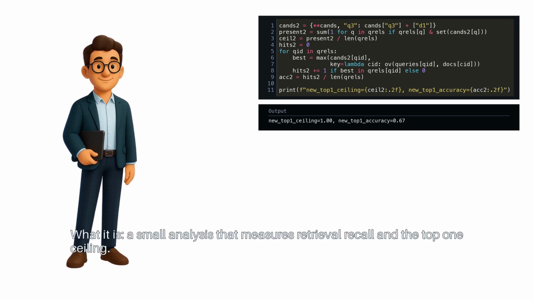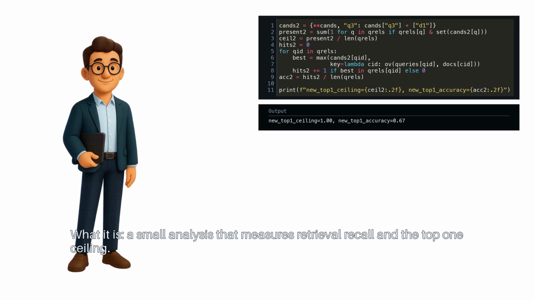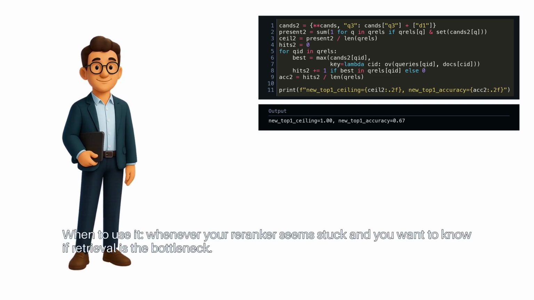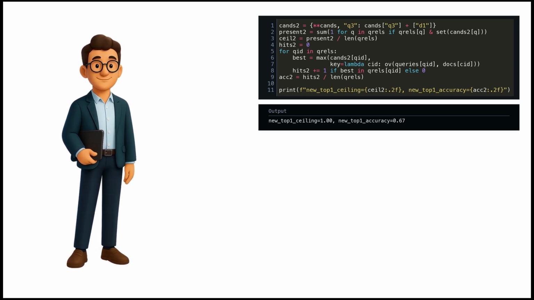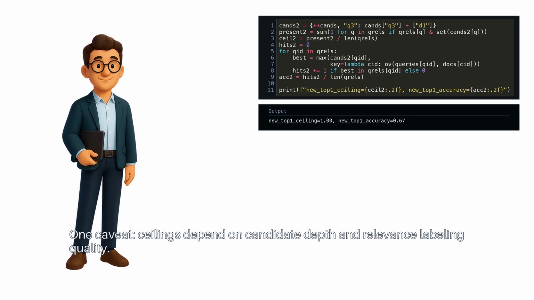Recap. What it is: a small analysis that measures retrieval recall and the top 1 ceiling. When to use it: whenever your re-ranker seems stuck and you want to know if retrieval is the bottleneck. One caveat: ceilings depend on candidate depth and relevance labeling quality.